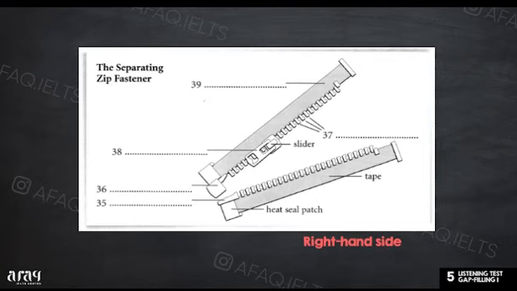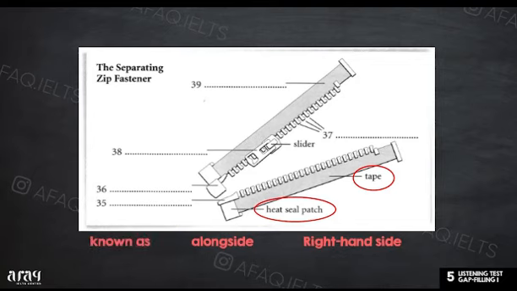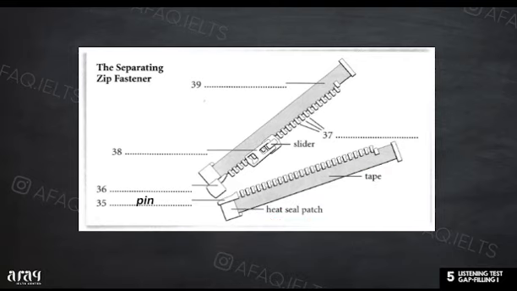Also, in the same sentence, you hear the word tape, which is a key word in the illustration. This word is followed by the next keyword, heat seal patch. Therefore, the other words coming up will carry the answer to question 35. As you hear, the word alongside will guide you to the bottom of the illustration, and the word known as signals that the answer is there. So the answer is pin for the question.